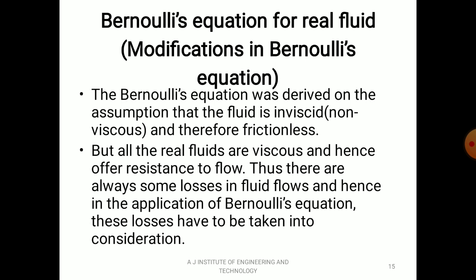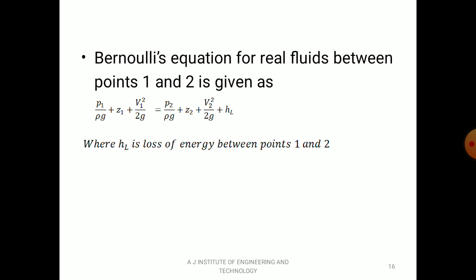Therefore, there are some losses in fluid flows, and hence in the application of Bernoulli's equation, these losses have to be taken into consideration. Because of viscosity, we have friction. Because of the friction, we are having some energy losses in fluid flow. So we have to consider that energy loss. So Bernoulli's equation for real fluids between points 1 and 2 is given as P1 divided by rho g plus Z1 plus V1 square divided by 2g equal to P2 divided by rho g plus Z2 plus V2 square divided by 2g plus HL. You can see here for ideal fluid there was no HL term because we assume the fluid is non-viscous.